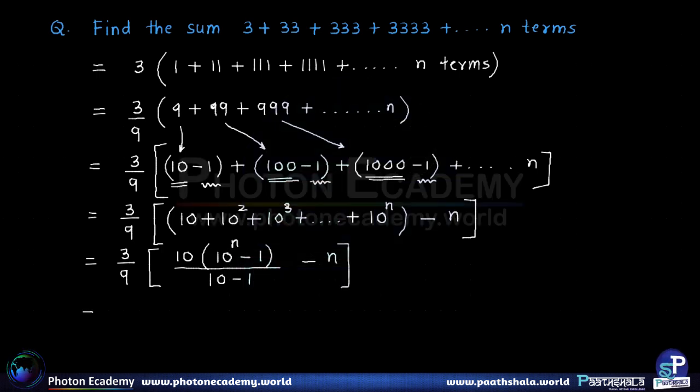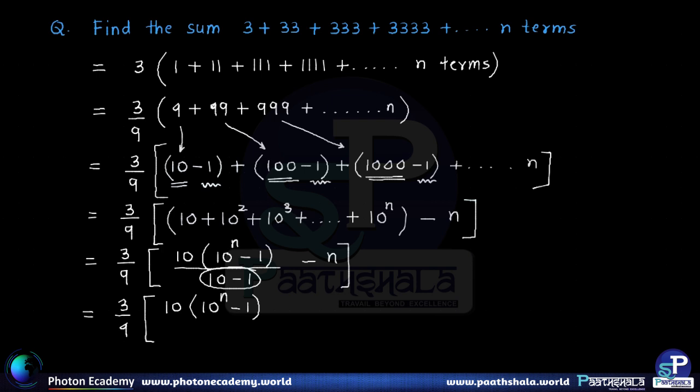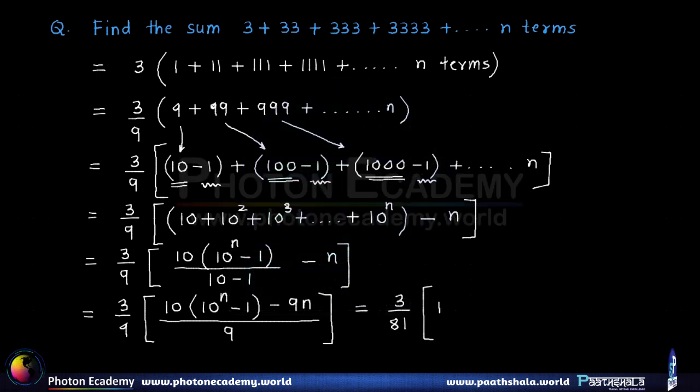So therefore that turns out to 3 upon 9. Here you have 10 into 10 raised to n minus 1. Now 10 minus 1 in the denominator becomes 9. So when you club that in the numerator, you get 9n whole divided by 9. So which finally gives us, we can merge the two denominators and we have 3 upon 81 into bracket 10 into 10 raised to n minus 1 minus 9n. So this is the required sum.